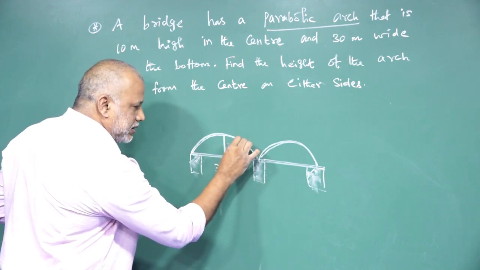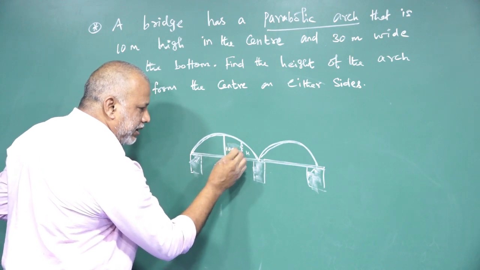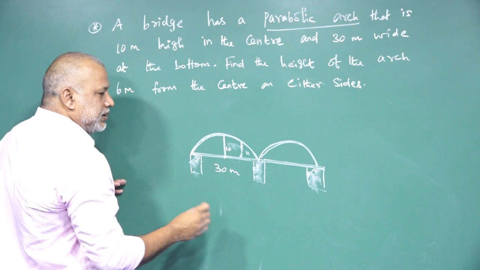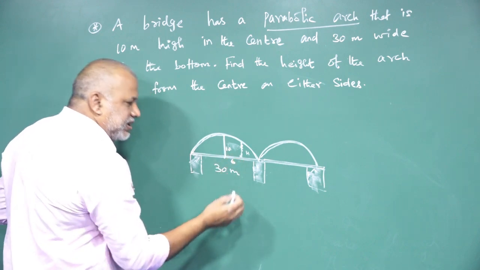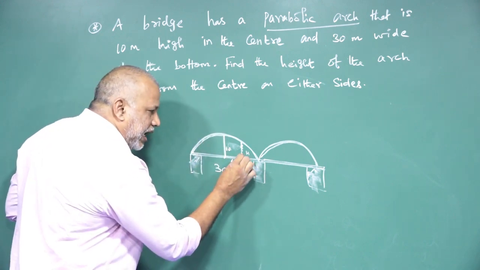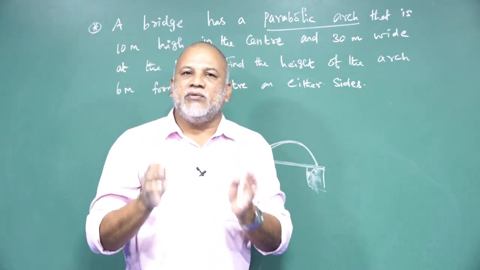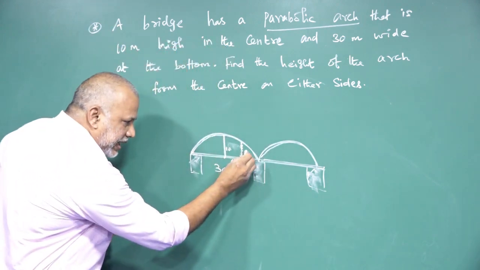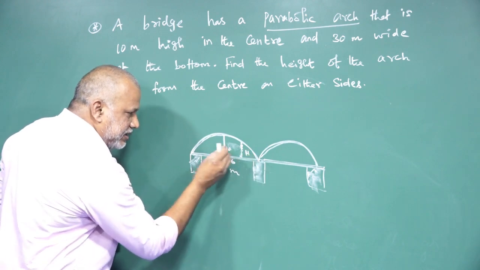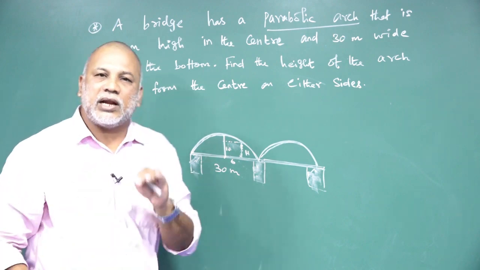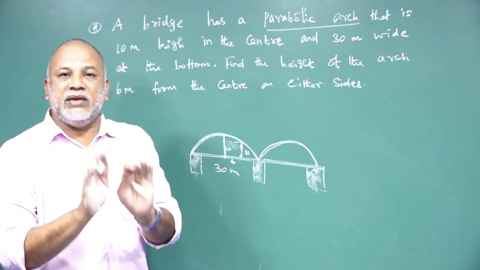Once again, listen to the question carefully. 10 meter high, then 30 meter wide. From the center we are moving 6 meter away from the center. After that we are going to look at the arch. Then we are going to calculate this height. This is the required height. We need to find this required height. This is the rough diagram as per the given statement.